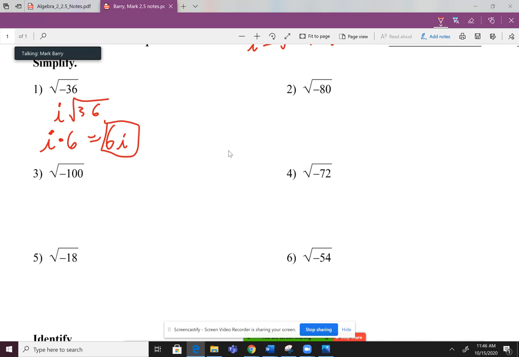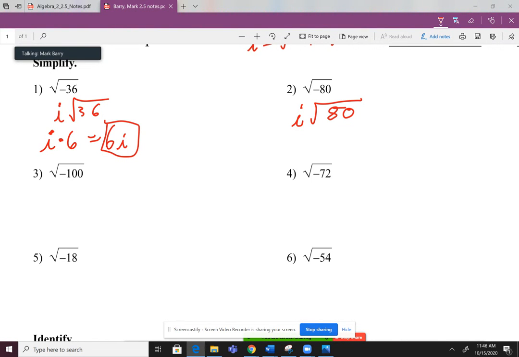Number 2 is a little bit different, so stick with me here. Our first step is still going to be the same, which is, since we have a negative inside, we'll put an i in front of the radical, and then we'll change the -80 into a +80. All right, now, is 80 a perfect square? No, it's not, okay?